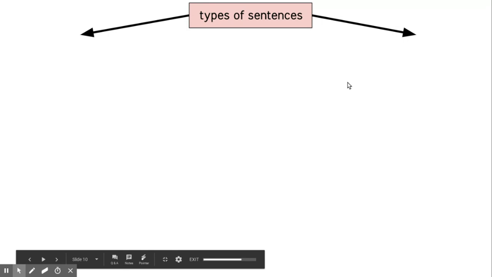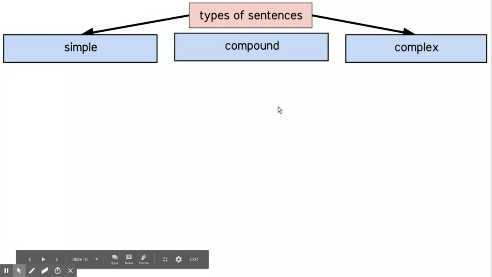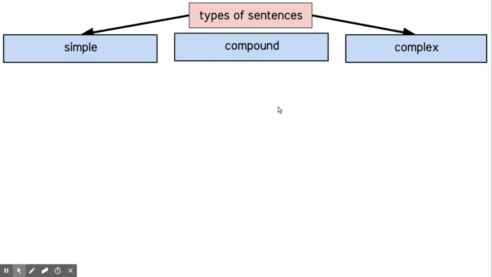All right, so we have three different types of sentences. The first one is a simple sentence, so you're filling in the box that says simple. The next one is compound, and the third one is complex. And if you'd like, you can try to fill in the answers first on your own and then use the screencast to go back and check it.